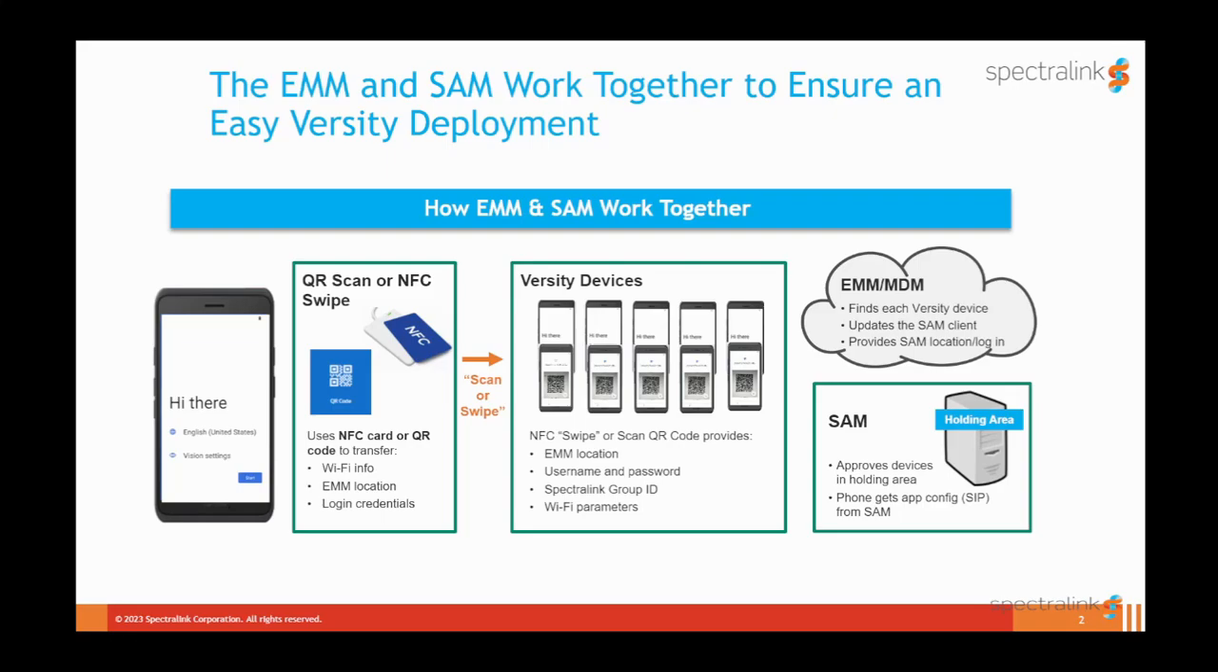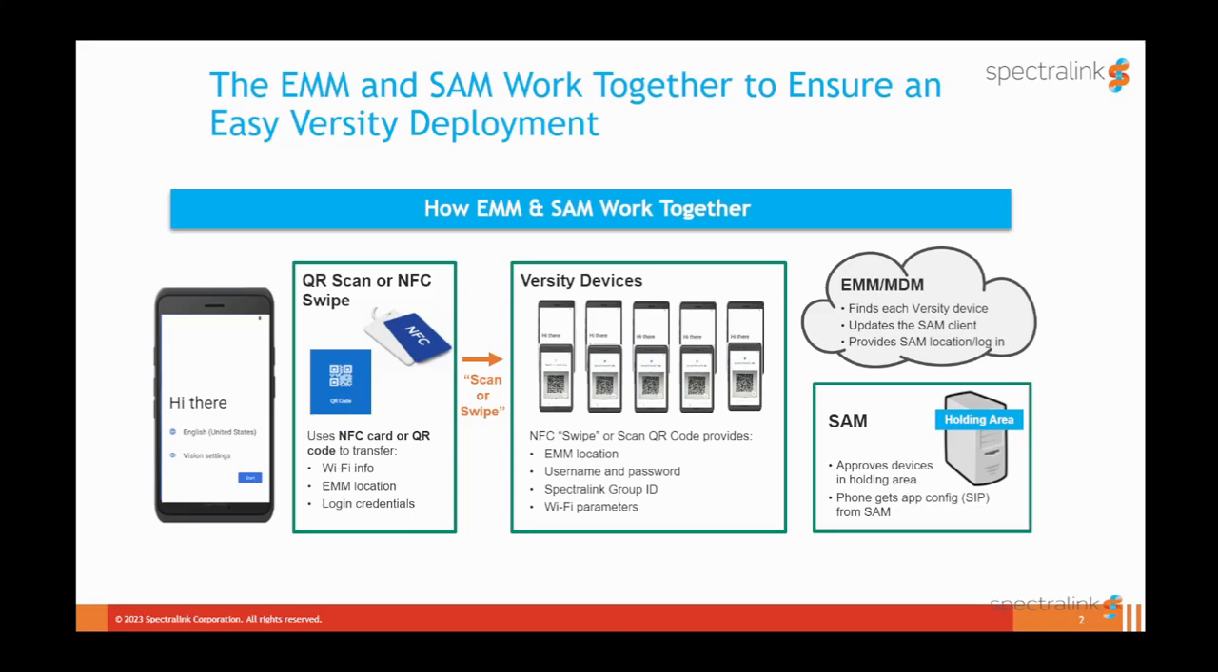To get started with an enrollment, the phone starts at its default factory reset screen here. When it's booted up, it ends up at this Hi There screen. To start the enrollment process, we'll either scan a QR code or swipe an NFC card on the handset itself. These cards and QR codes have information related to the EMM, most importantly the URL or location of the EMM, as well as login credentials.